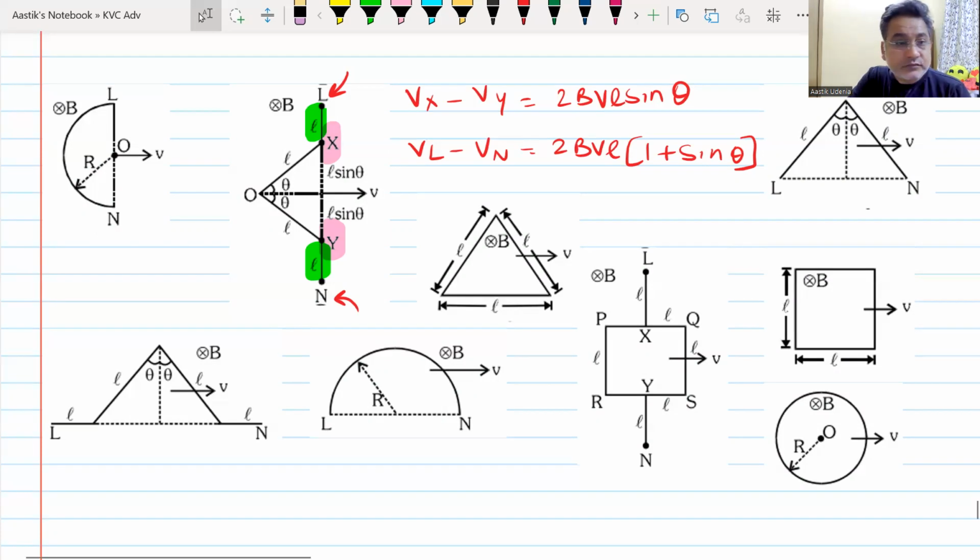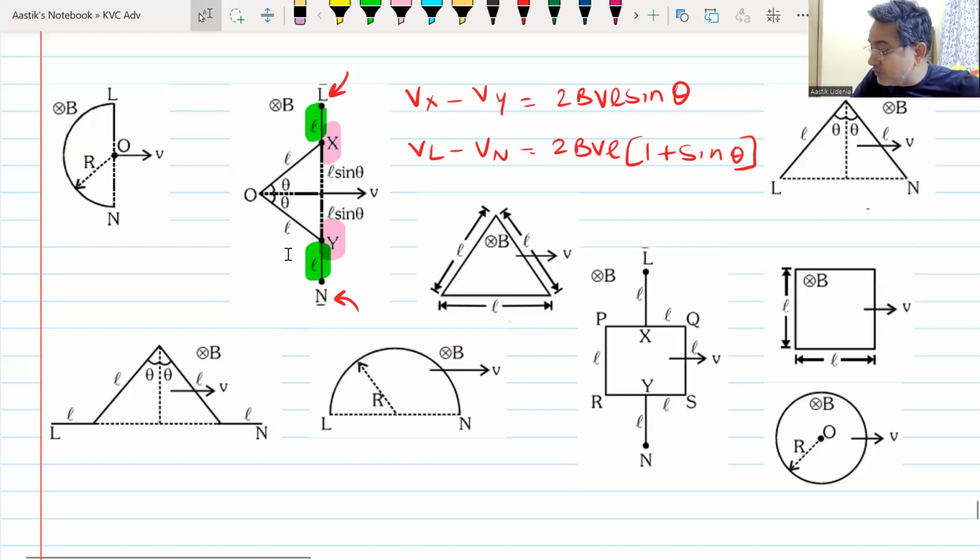Yes, sir. Now remember the heading of this topic was EMI due to change in area. Now you don't see any change in area here. What we have seen is we just had a rod and we were moving it inside a magnetic field. Where does area come? Now if I get you the diagram like this, then probably things will start to make sense.